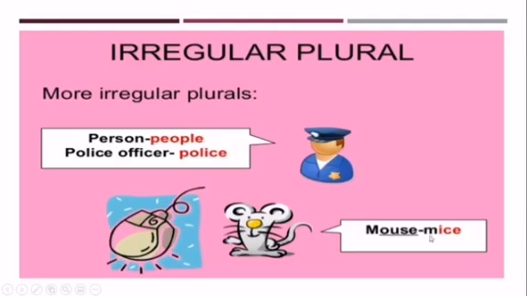One mouse, two mice. One mouse, two mice, three mice. So remember, mice is already the plural form. We don't say mices, we don't say mouses. No, it is mice. One mouse, two mice.